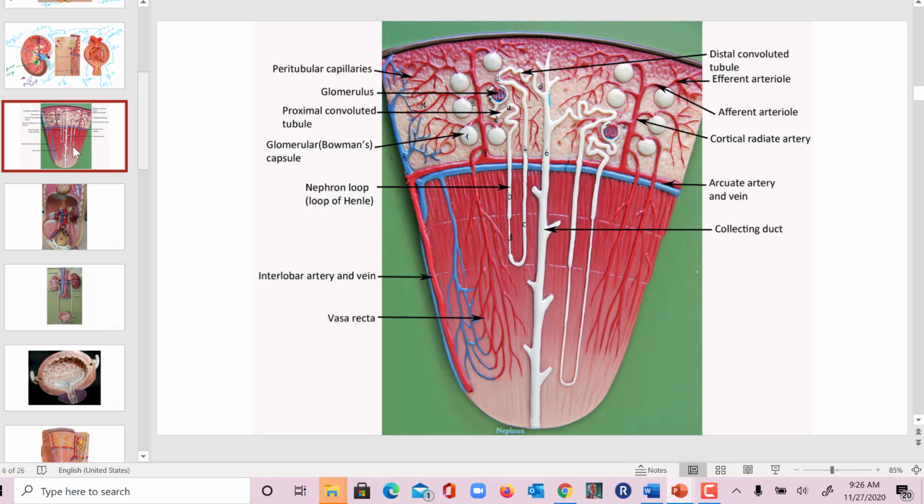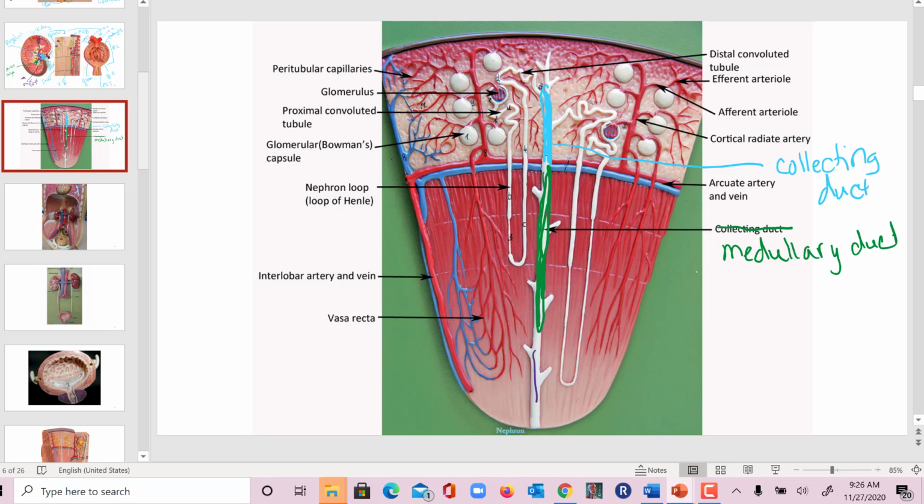This part up here in the cortex, I want my class to know that part as the collecting duct. And this part here that is traveling through the medulla, where we would find the renal pyramids, of course, I want my class to know that as the medullary duct. And then lastly, this structure down here that is actually exiting out of the renal papilla, this is the papillary duct. Other than that, all of the structures here are labeled correctly.